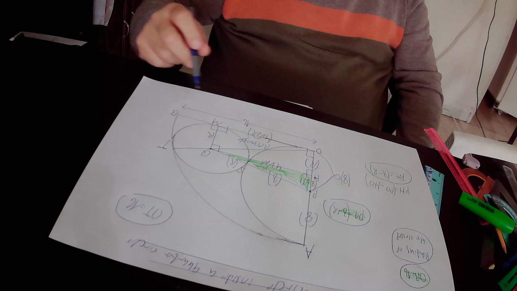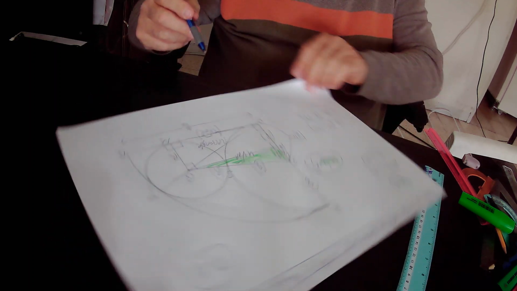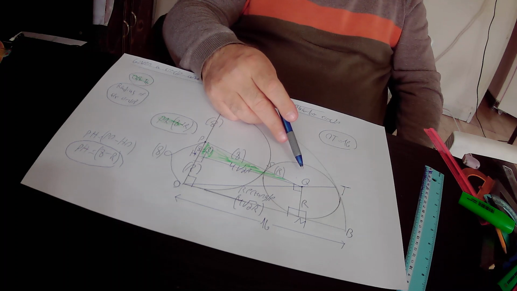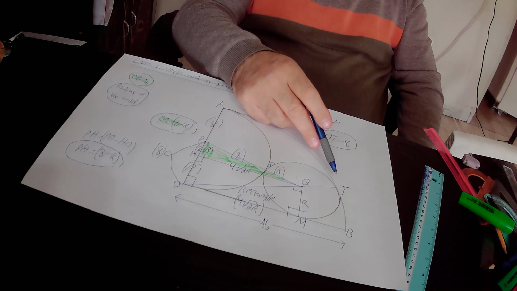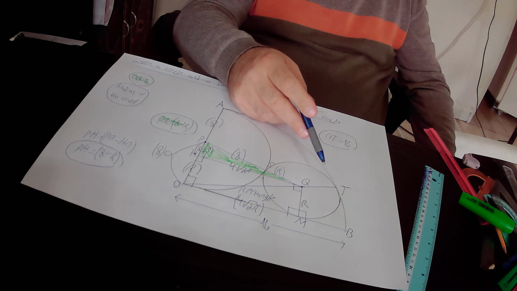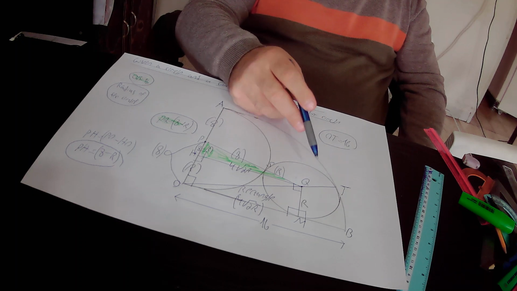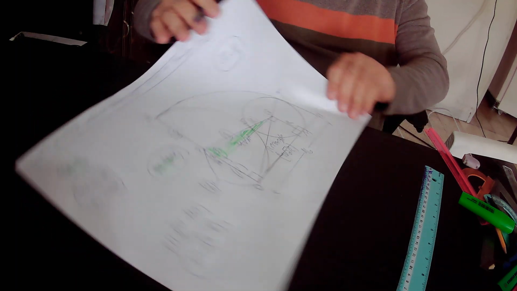What is the definition of line segment QT? Line segment QT starts from the center of the small circle, and ends at point T, that is a point on the small circle itself. This is exactly the definition of radius. Therefore, QT is the radius of this small circle, that is equal to R, or capital R.